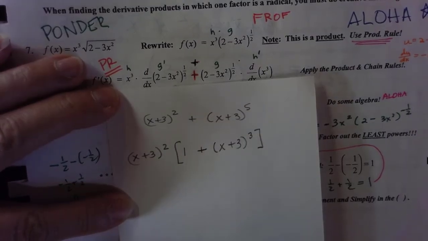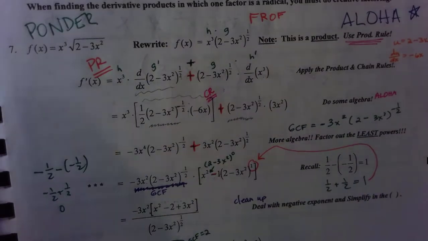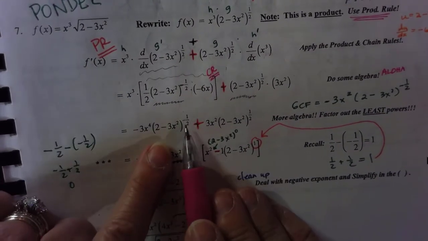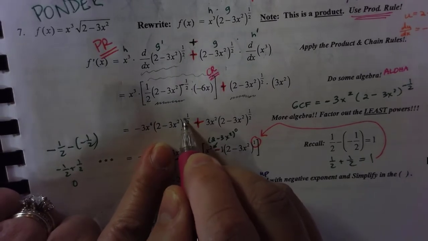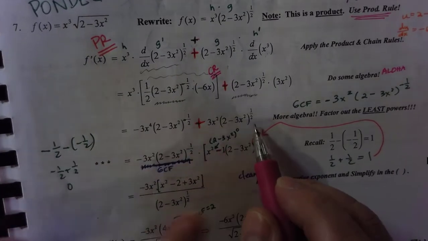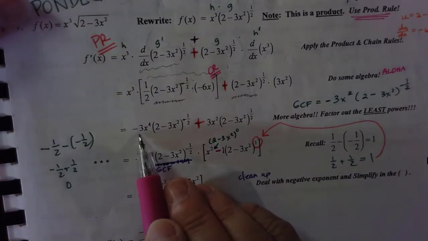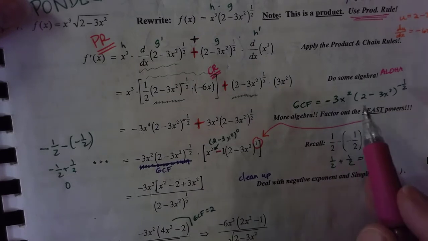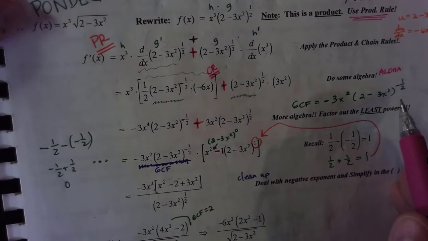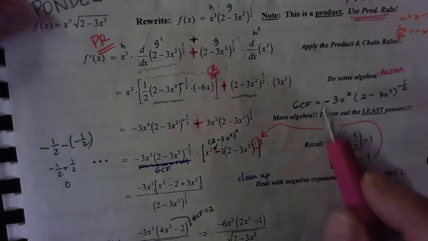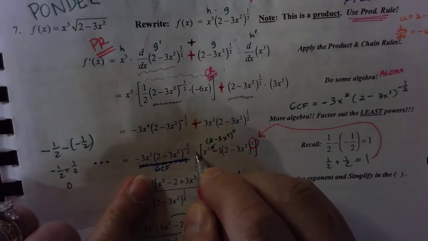Now, you learned that in algebra a long time ago, so that's all we're going to do, but it looks a lot uglier because we're dealing with fractions. So we're going to clean this up, and I can see that we have to the negative 1/2 here and to the 1/2. So we are going to take out in both terms what is common to both, a negative 3x to the 2nd and (2 minus 3x squared) to the negative 1/2. Now, this is our greatest common factor. It's going to go right here, times.